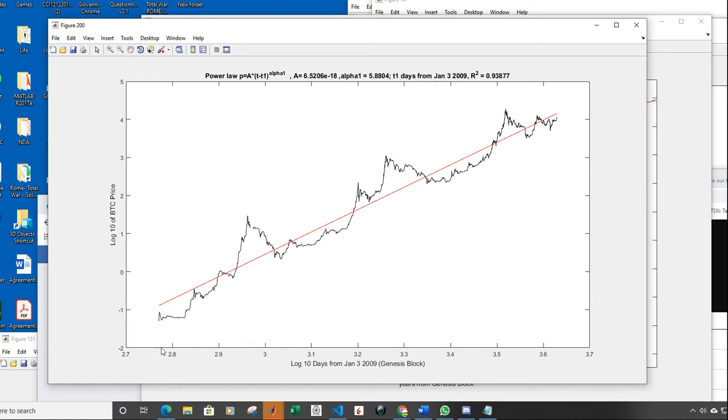We start here from numbers that are above zero, right? So this is the log 10 of time measured in days. So 10 to the 3, for example, will be 1,000 days, so about 3 years after Bitcoin was created. And like I say, there are not many data points. This is basically one of the earliest data points that I could find that is reliable.